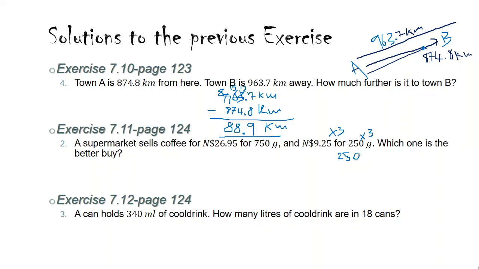Okay, you can leave out the units for now, multiply by 3, to see if you are getting 750 gram. 3 multiplied by 0 is 0. 5 multiplied by 3, that is 15. You write down the 5 here, then you give away the 1. 2 multiplied by 3 is 6, plus this one, that is 7.